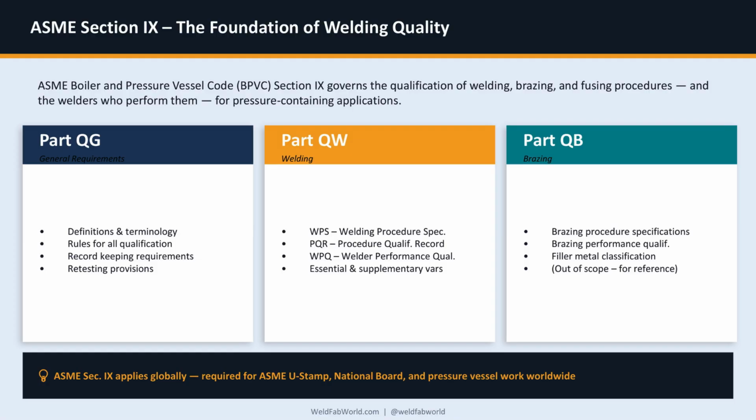One critical point: ASME Section IX does not cover structural welding. If you're doing structural steel under AWS D1.1, that's a completely different code. Section IX is exclusively for pressure-containing applications. It is mandatory for ASME U stamp fabricators, National Board R stamp repairs, and any pressure vessel work where the construction code references ASME BPVC.